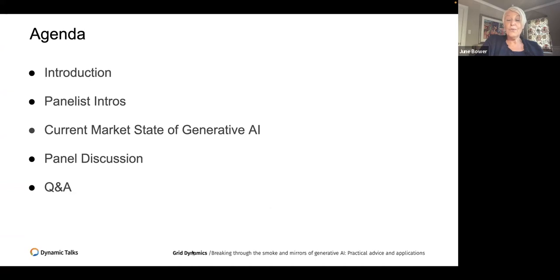I am so happy you were able to join us today to listen to what I think will be a very interesting discussion. So to start, I'd like to review our agenda for today. We're going to do our introductions of our panelists in just a minute. Then we're going to have a wonderful presentation by Rowan Curran, who is joining us from Forrester. And Rowan, we're so happy to have you here today to share with us your perspective on the state of the generative AI market.